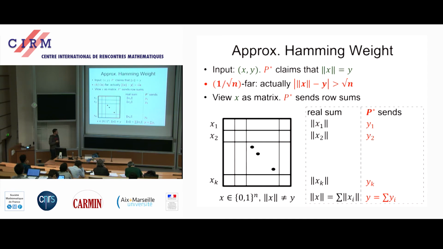So the prover has to send us Hamming weights that sum up to the far away Hamming weight. That means that on many of these rows, it has to be cheating somewhere. Since we know that the real Hamming weight is much bigger or much smaller, we know that it has to be cheating on some of these rows. But it might be that there is only cheating in one.